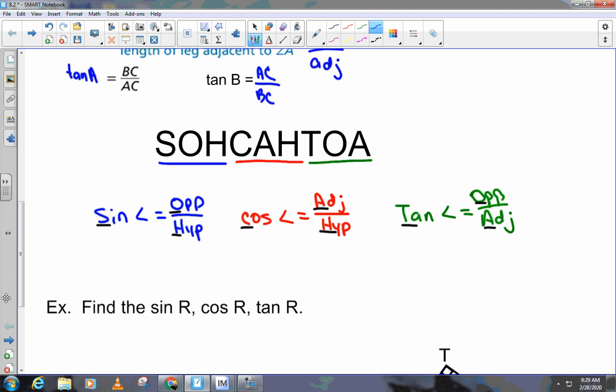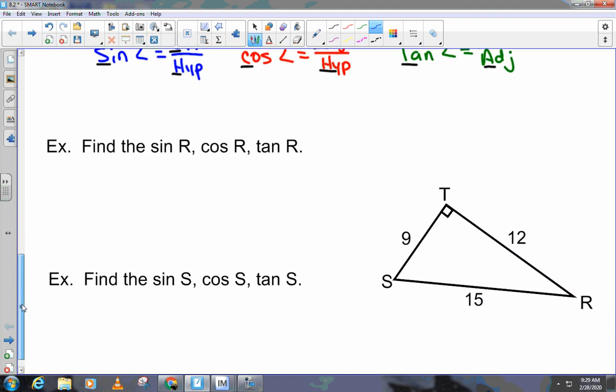These ratios up. Okay, so we want to find the sine, the cosine, and tangent of angle R. So we want the sine of angle R, the cosine of angle R, and the tangent of angle R. And here is angle R. And remember SOHCAHTOA.